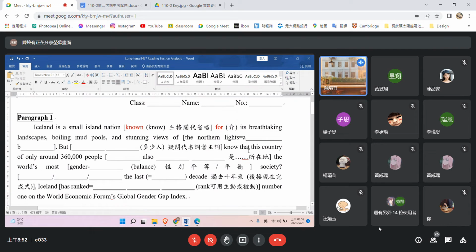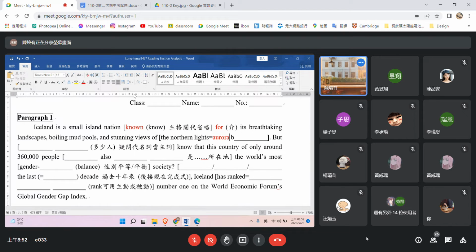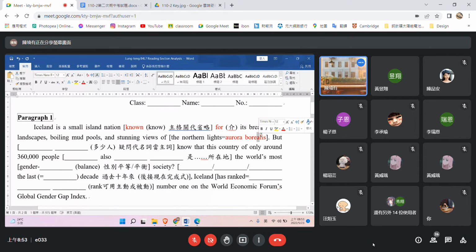The northern lights. It's got another more specific name. Everyone knows the northern lights because it's very clear, but it has a special term for it. Aurora Borealis. British accent should be Borealis. So this A is a long sound. It's a long vowel.